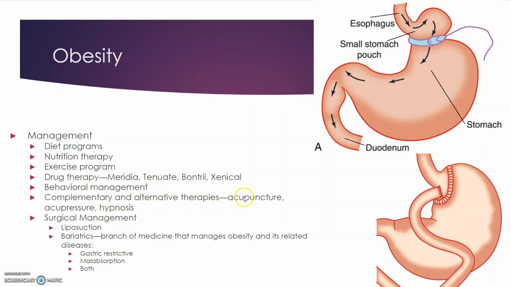Otherwise, complementary and alternative therapies such as acupuncture, acupressure, hypnosis have worked in some patients. And if none of these are working, then we can advance into surgical management. We can do liposuction, take some of the fat cells out of the body. But more commonly, what we should probably be doing is working within the field of bariatrics and getting them on board. And either doing a restrictive gastric banding type of situation, otherwise a gastric bypass. And so we kind of sew this up and it goes right from here into the tube, and you're bypassing the stomach for the most part.